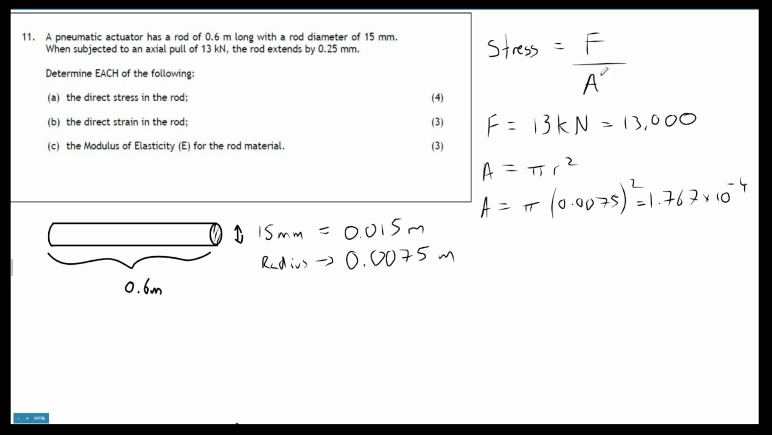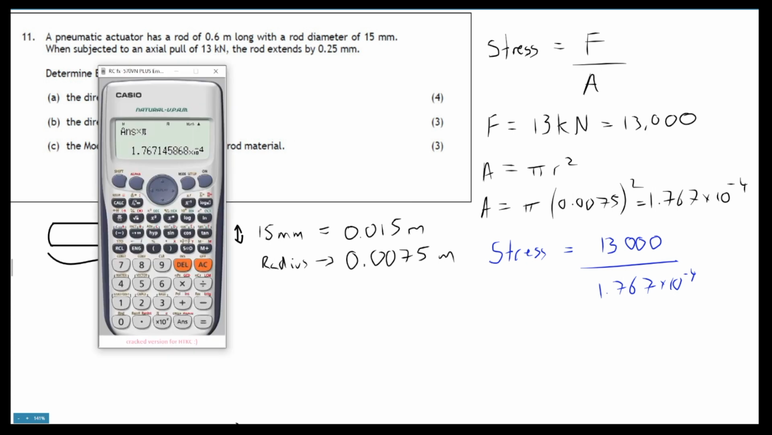So now I can calculate the stress on this thing because I've got all my ingredients. Let's put it together. Stress is equal to the force, which is, we're going to do it in newtons, right? So 13,000 divided by 1.767 times by 10 to the negative 4. My calculator can handle that. That's no problem. I can just do 13,000 divided by the answer because I already had it in there.